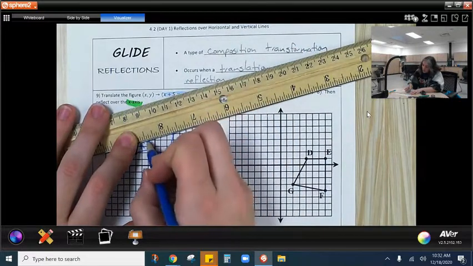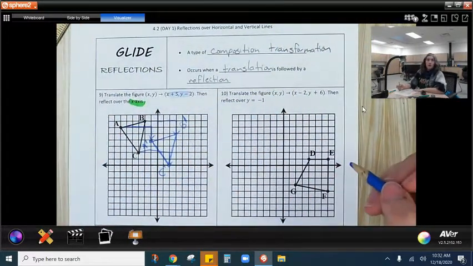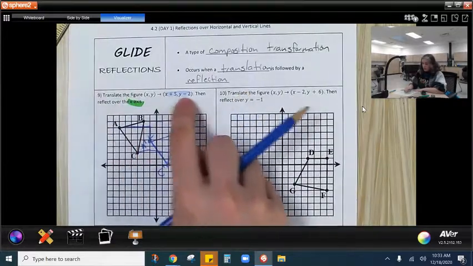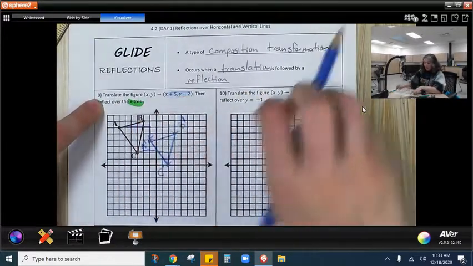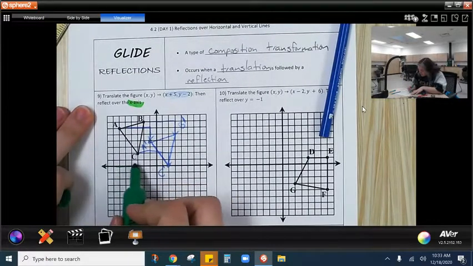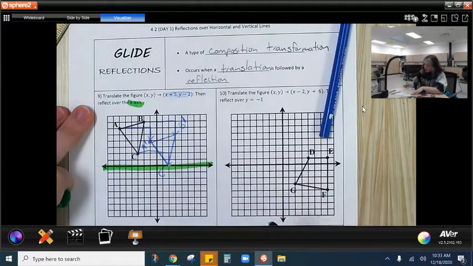Now, these glide reflections are rigid motions, so that means the length and angle measurements are congruent between the initial triangle and our final one. Now, we've done the translation. We have not reflected over the x-axis, so that's what we have to do next. We have to reflect it over the x-axis. All right, so here is that guy.